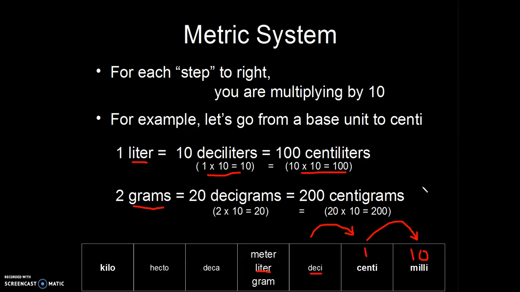Okay, and because it's based on the number 10, it makes the math a lot easier. To multiply by 10, we just add a 0 to the end. To divide by 10, if we were going the other direction, we would just move the decimal over. And we're going to learn in a future video a shortcut for making these conversions within the metric system where you don't even have to use your calculator.